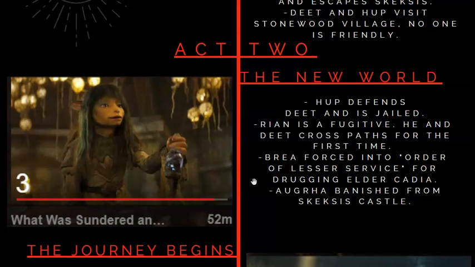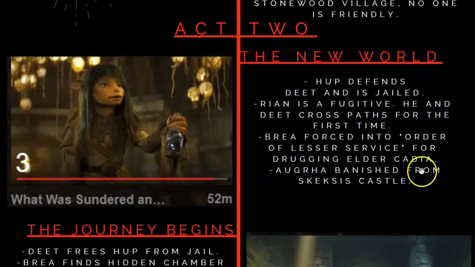Meanwhile, Brea is forced into the Order of Lesser Service by her mom, the Almothra, for drugging Elder Kylan and causing an uproar. And Aughra, who visited the Skeksis castle, basically to be like, what have you been doing with this crystal? I've been asleep for like 1,000,000 years, and you've ruined the crystal. And they're like, well, whatever, Aughra, we don't like you anymore, go away, and they banish her.